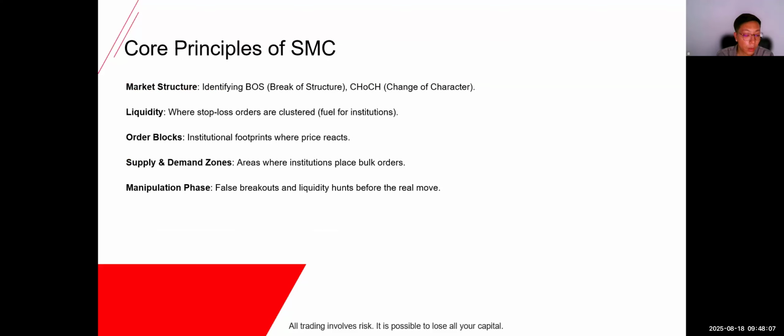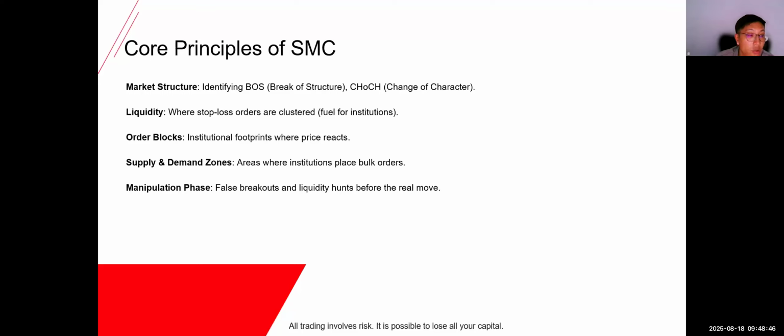Okay, so here's the core principles of SMC.